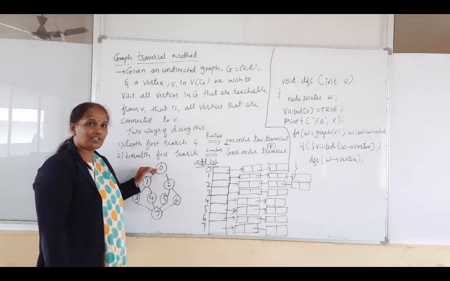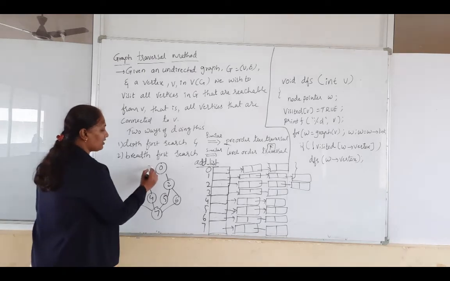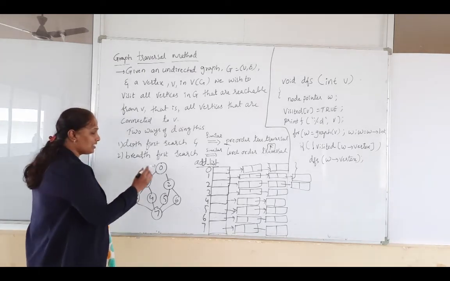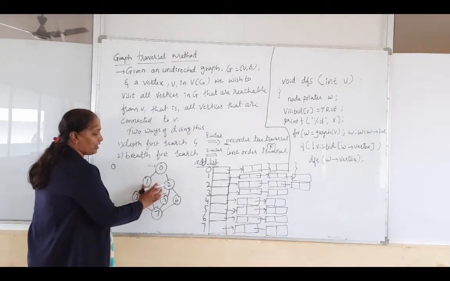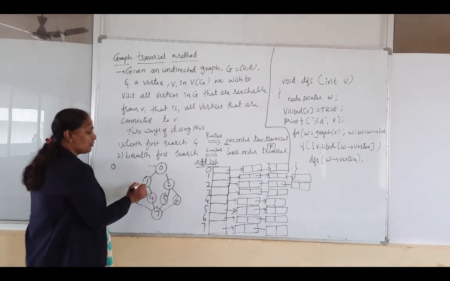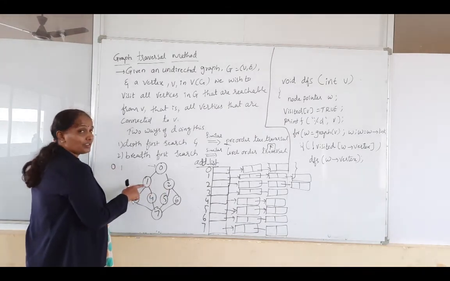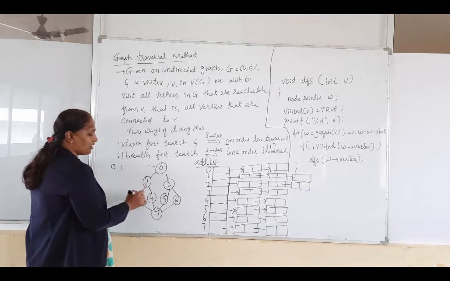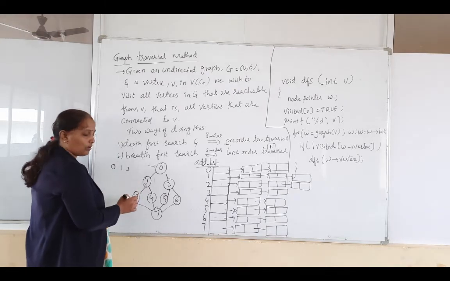When I apply the DFS method, what is the traversal order I get? Assume that the first vertex I am going to visit is 0. Then the connected vertices are 1 and 2. Which one do I visit first, 1 or 2? I am going to visit 1 because it comes first in the order. Once I visit this, the connected vertices are 3 and 4. Which one first? 3. So I will make 3 a visited vertex, reachable from 1.